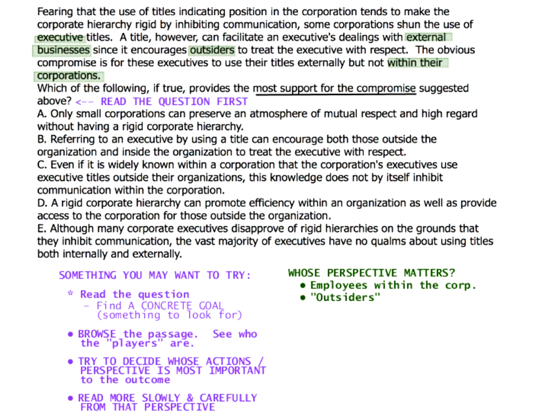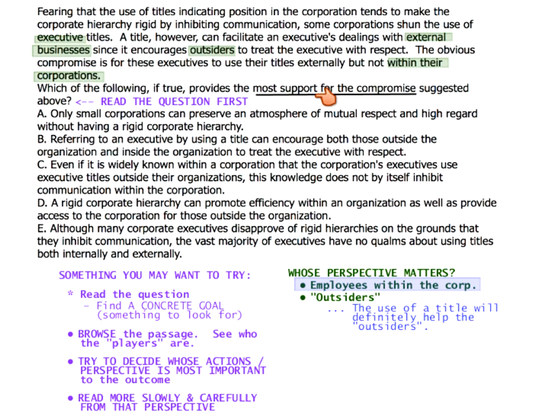So, when you read this more carefully, it becomes pretty clear that the perspective of the outsiders does matter, but it's not really a controversial thing. So, the use of a title will definitely help the outsiders. So they're good. So really, it's the perspective of the inside employees that's going to matter here. So let's go ahead and read these things from the perspective of internal employees. So the perspective is, we don't want to use the titles in the corporation. That'll get rid of this potential issue.